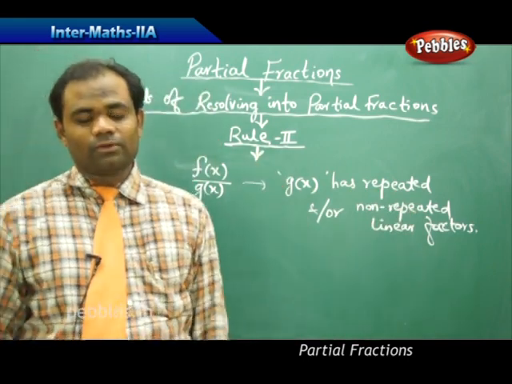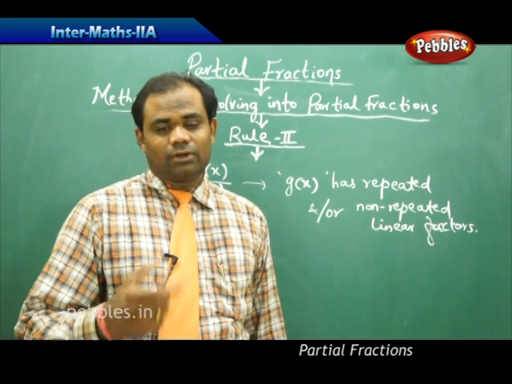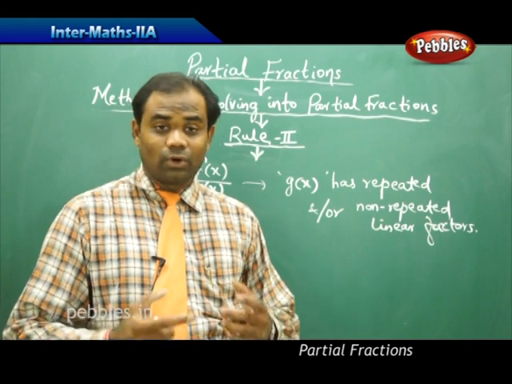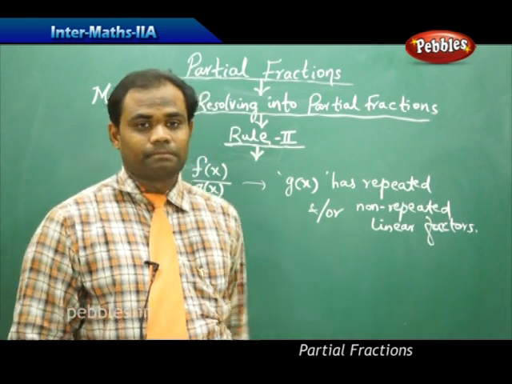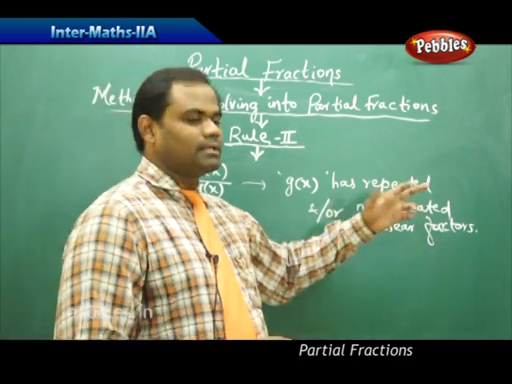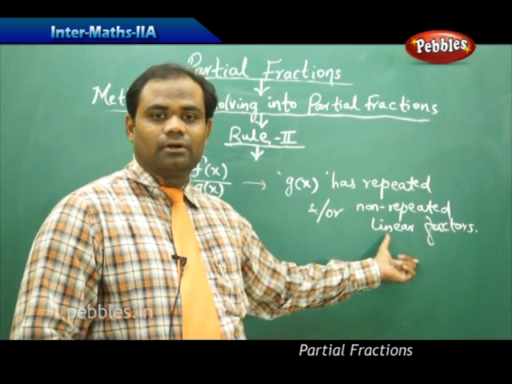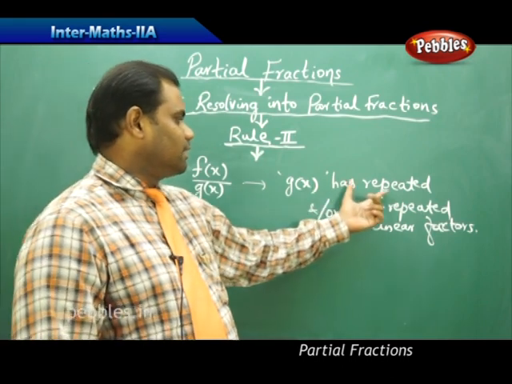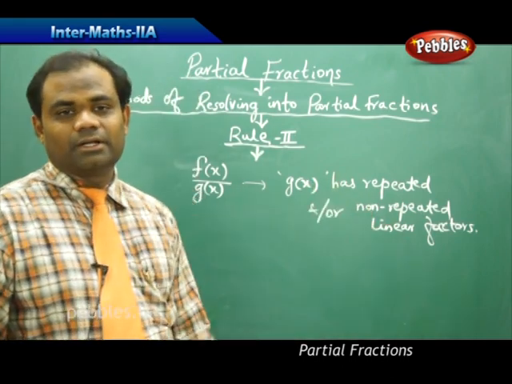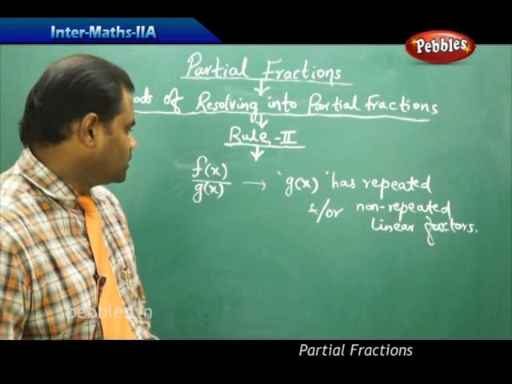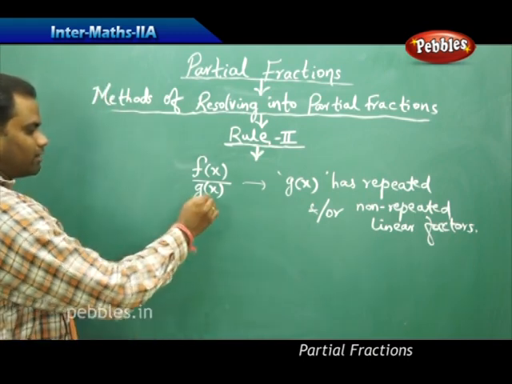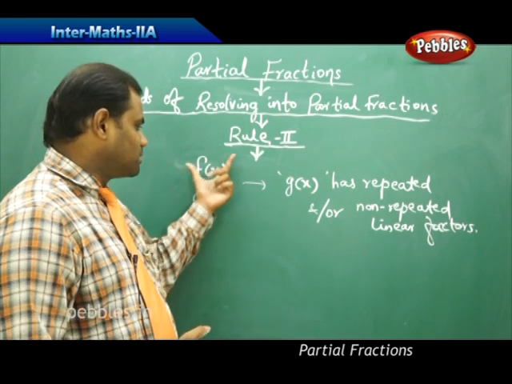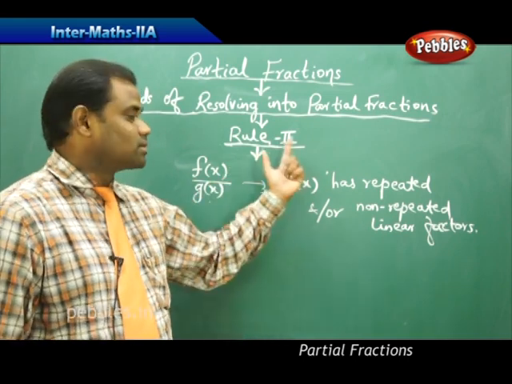Rule 1 is about not having repeated roots. That is, if g of x has non-repeated roots only, it comes under rule 1, and if g of x has repeated and non-repeated roots, or only repeated roots, in that case we have this case coming under rule 2. So for this, the denominator is identified for those repeated roots, and see how this can be split into partial fractions using rule 2.